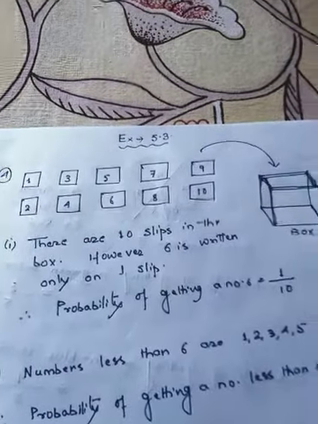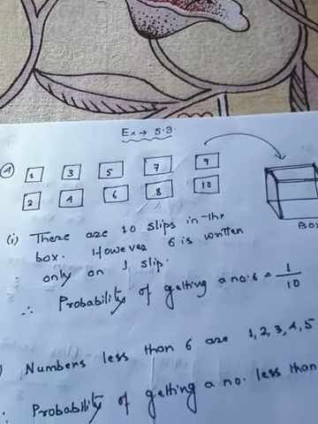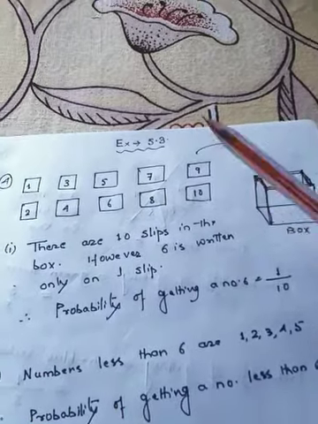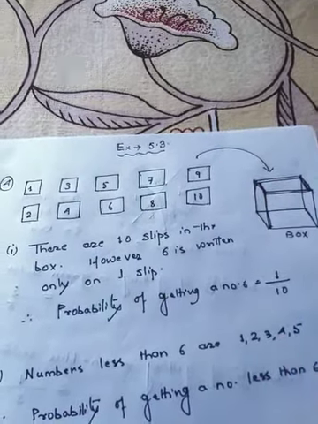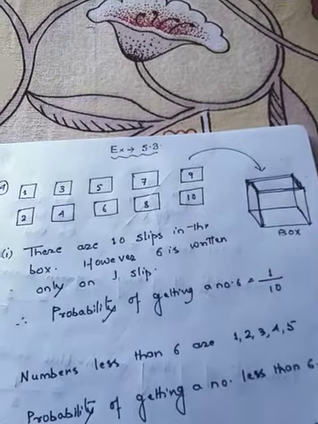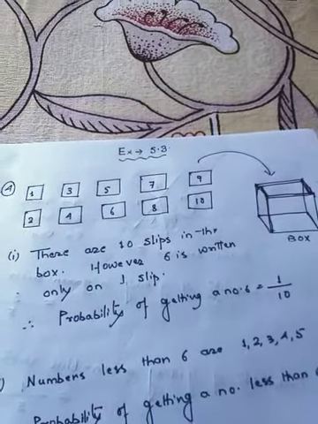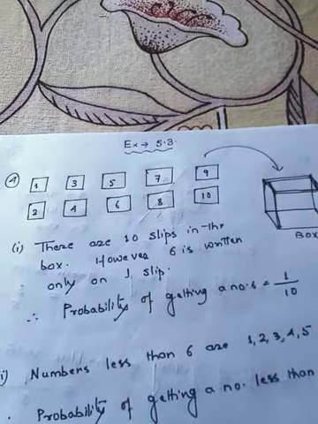Now the first question they have asked: what is the probability of getting number 6? Now what is the meaning of this? As you see, how many slips are there inside the box? There are 10 slips, isn't it? Now if you have to pick all those slips one at a time without seeing, how many times will you get number 6? I believe it is only one time you will get number 6.